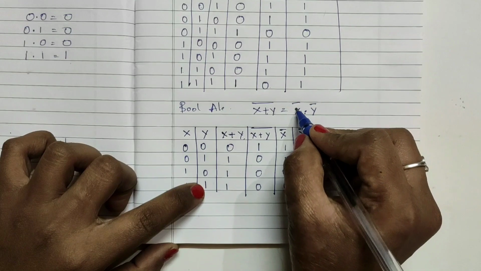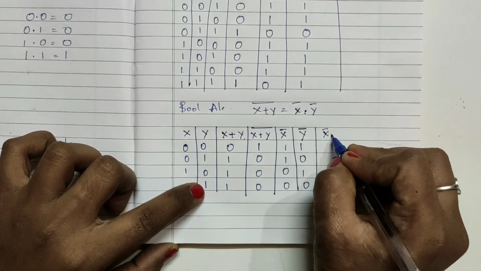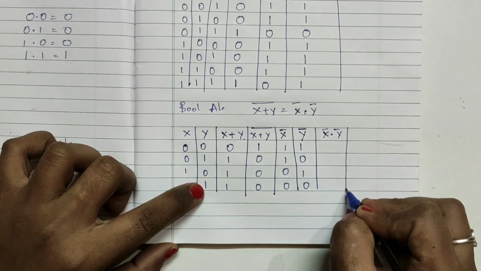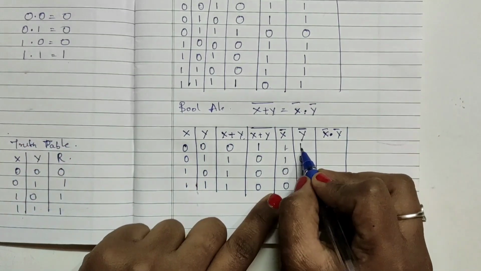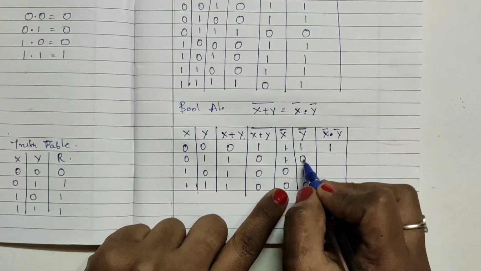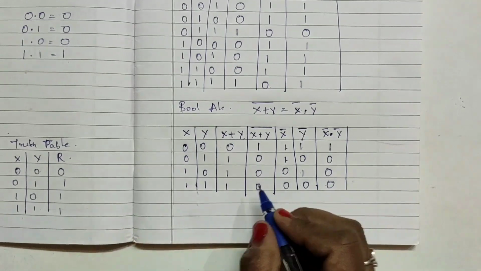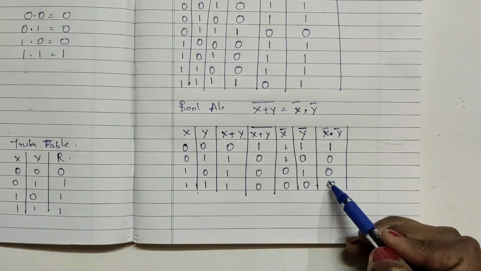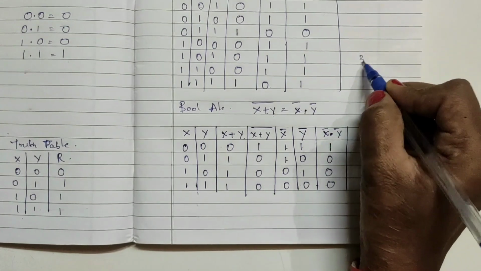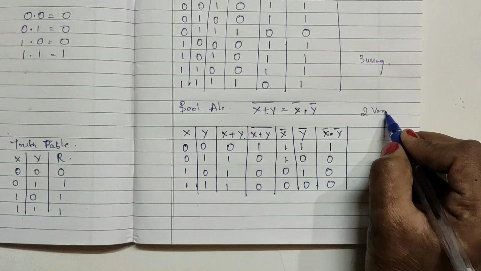Now x complement into y complement. Into is nothing but both the conditions should be satisfied. So both the conditions satisfied, 1; not satisfying, no, no. So this is how you derive Boolean expressions using a truth table. This was using 3 variables, and this is using 2 variables.